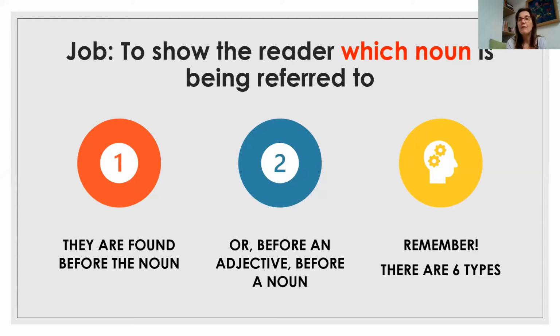Let's have a look at where they're found. Look at number 1. They're found generally before the noun. They're always before the noun. But look at number 2. They might be before an adjective that describes that noun. So they're still before the noun, but it might have an adjective in between that's actually describing that noun. Remember, there are 6 different types.